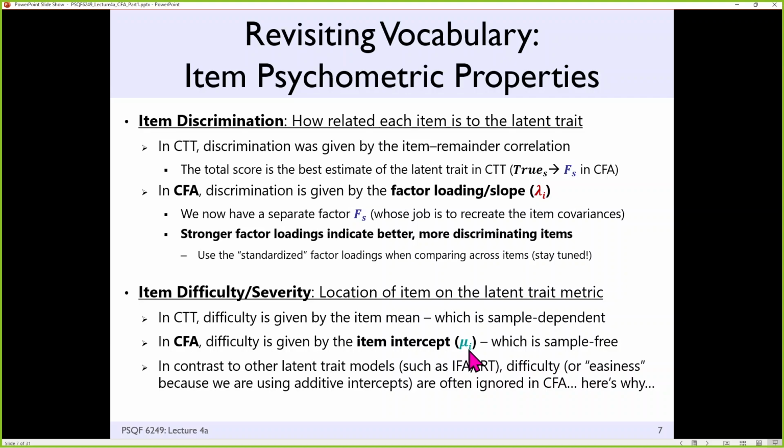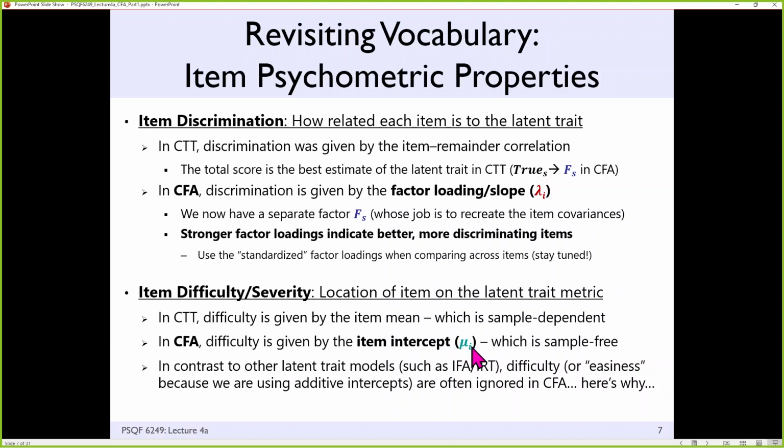Now that we've separated out trait as a separate thing in our model, which is F, the intercept is the conditional item mean for somebody with a factor score of 0. So then it doesn't matter really what sample you took this from. Anybody at that level of the trait, this is their expected response. So it breaks the tie between the items and the people in the same way that happens in IRT. This is the same idea, just without the link function.